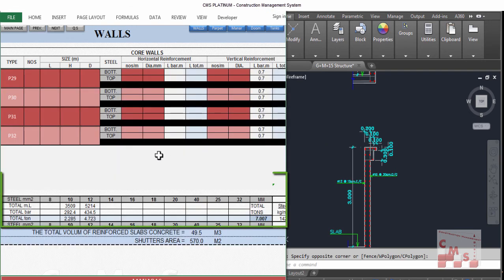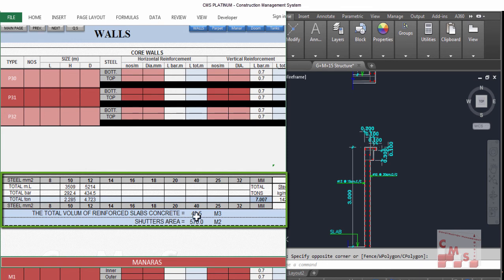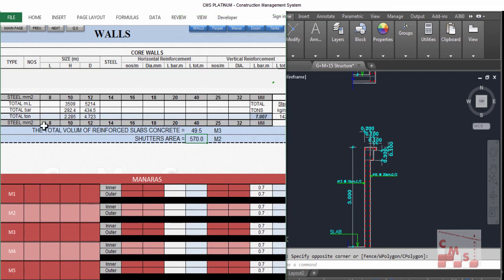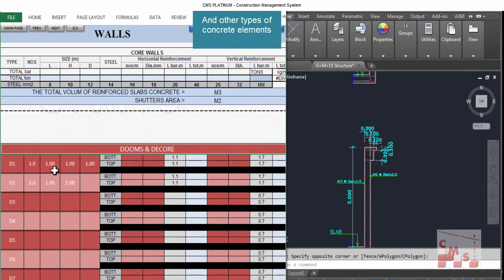At the end, you will find in the parapet the output you will receive, which is the quantity of the concrete, the quantities of the rebar for each diameter, and the total, and the area of the shutters. CMS also helps in another special type of concrete, like manaras and domes, which are used in mosques or churches or temples, but it's calculated the same way as we calculate the walls and parapet. We'll enter also the numbers and the size and the steel with the same type and the same way for manaras and for domes.